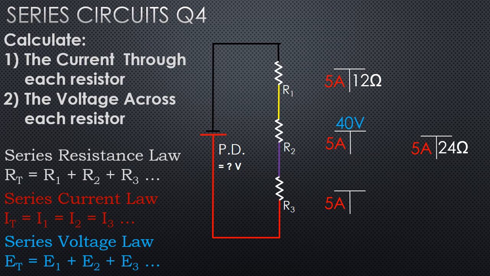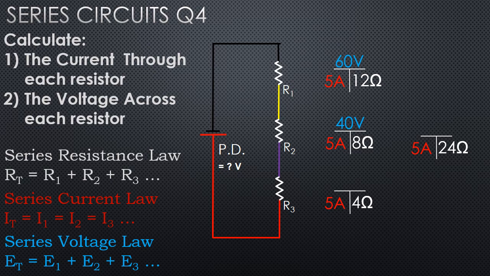Now in the top R1 I can see I have 2 values I know there, and in R2 I have 2 values I know there. So let's calculate the missing or unknown for R1. Ohm's law, 5 amps times 12 ohms means there has to be 60 volts across it. And in R2, that has to be an 8 ohm resistor, 40 divided by 5 is equal to 8. And now I can rearrange my series resistance law: if R1 and R2 are 20 and the RT is 24, R3 must be 4 ohms.